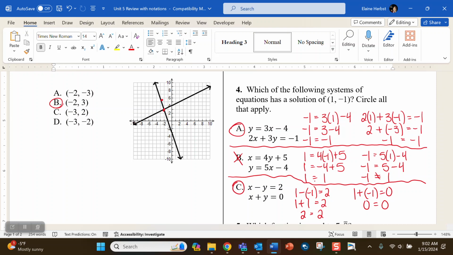In the next set, it worked for the first equation, but did not work for the second equation. So that one it's not the solution to that set of equations. And in letter C, again, it did work for both.